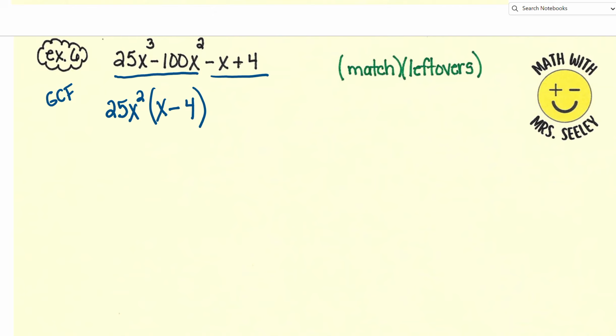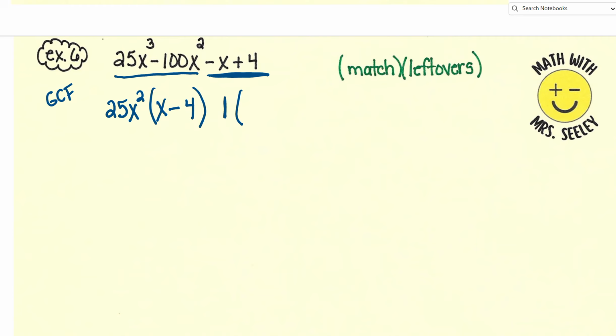Now, look at this second term right here. They technically don't have anything in common. So what I'm going to do is just say 1. 1 is the only thing they have in common. And do you notice how closely this looks to this? I mean, basically, they're both x's and they're both 4s. The only difference is the signs.